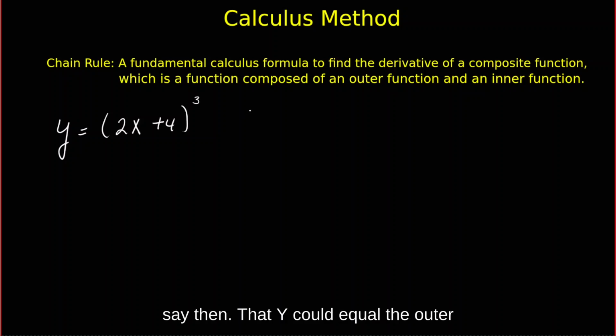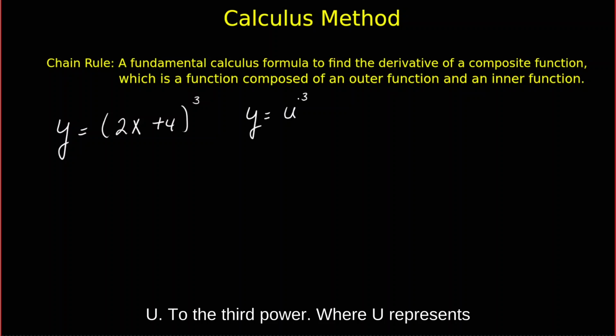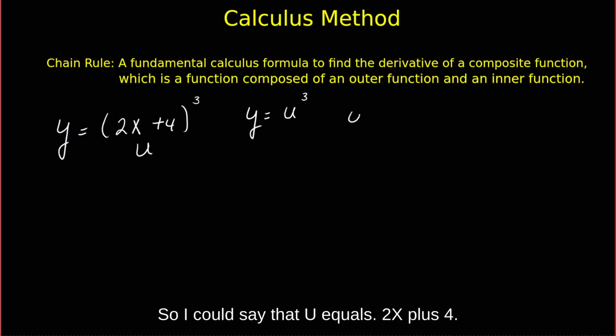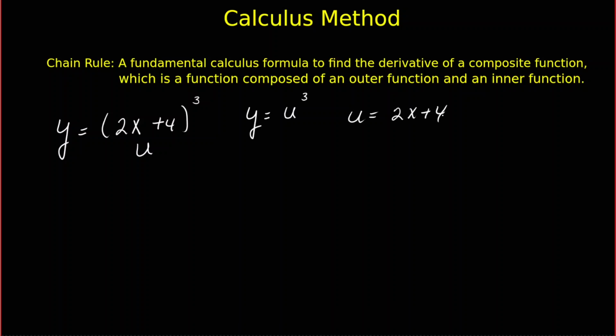I could say then that y could equal the outer function, we'll call this outer function u, to the third power, where u represents the section within the parentheses here. So I could say that u equals 2x plus 4. So think of it as differentiating the outer function first while keeping the inner function unchanged, then multiplying by the derivative of the inner function. And that's basically how the chain rule works.